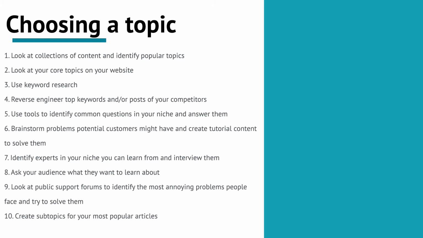Third, use that keyword research that we've talked about. Keyword research is ideal for learning what we know people are searching on Google, and then we can tie in so that when they are searching those terms, our blog post comes up.